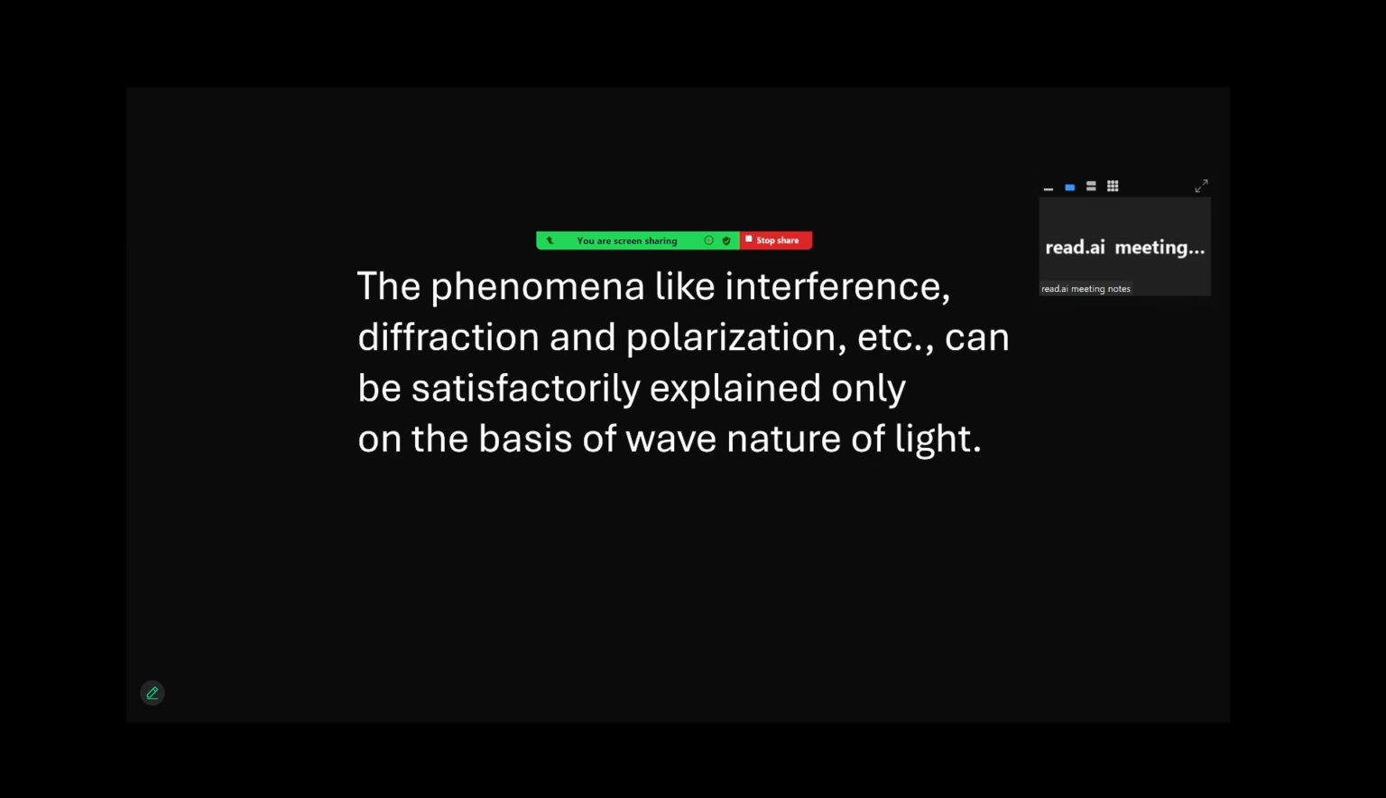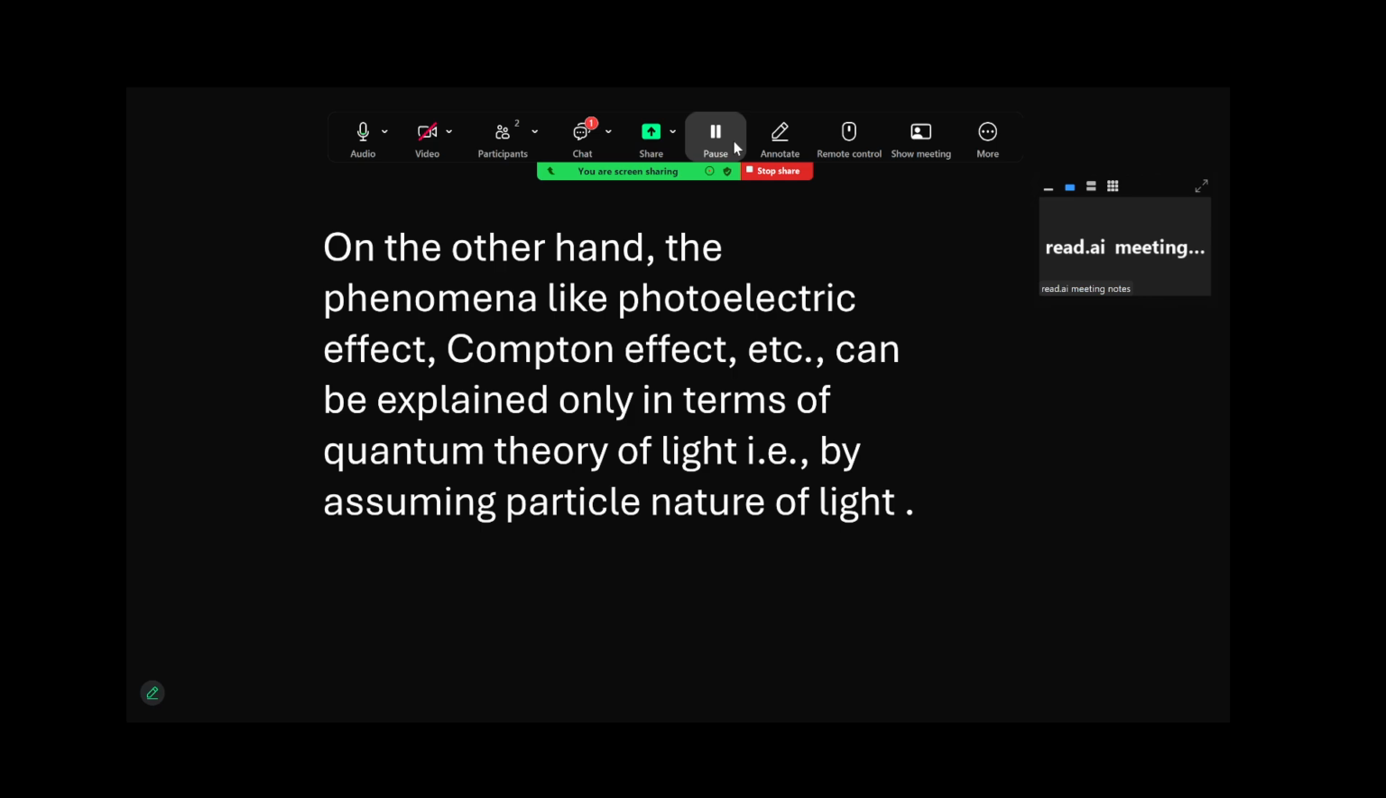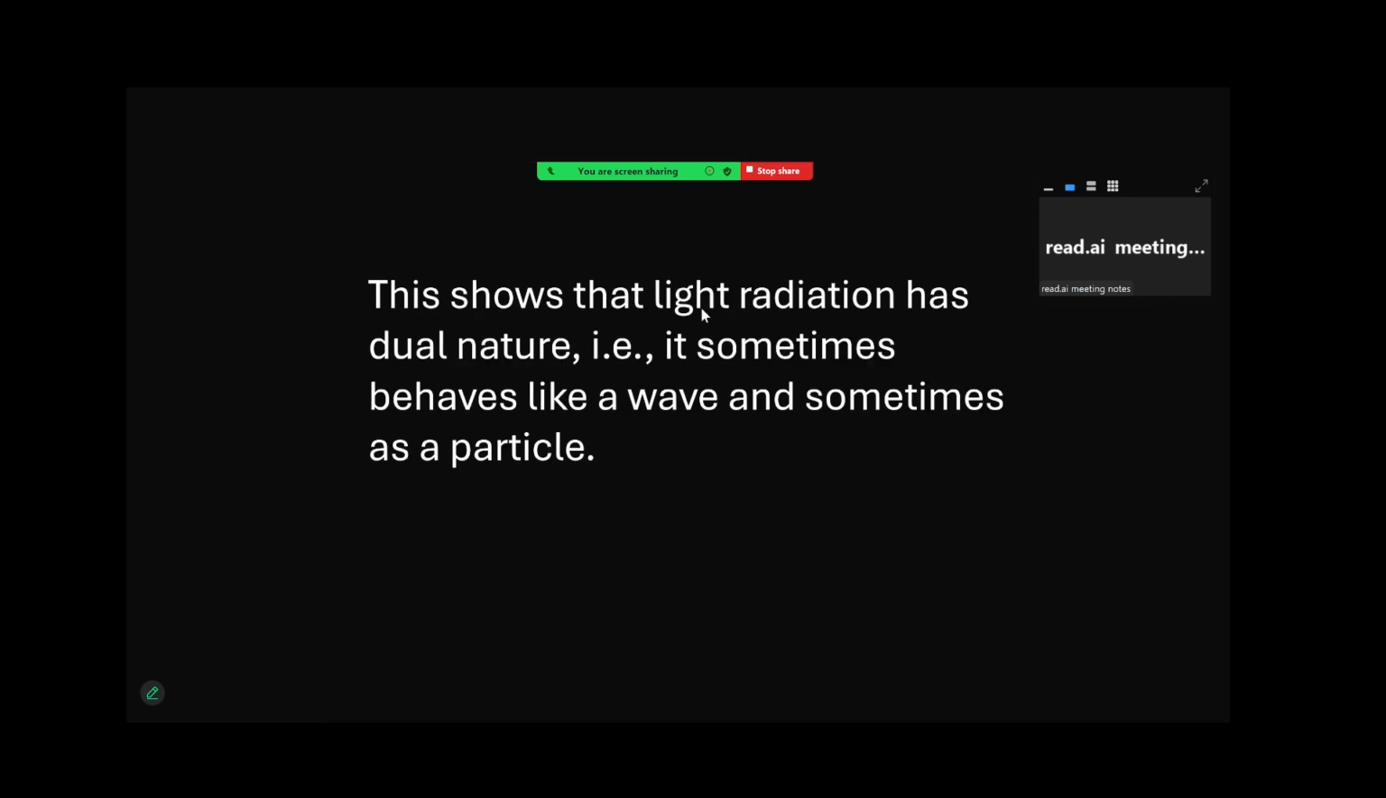So the phenomena like interference, diffraction and polarization etc. can be satisfactorily explained only on the basis of wave theory of light. On the other hand, the phenomena of photoelectric effect, Compton effect etc. can be explained only in terms of quantum theory of light, or rather by assuming that light is made up of particles or photons, or particle nature of light. This shows that light radiation has dual nature. It sometimes behaves like a wave and sometimes as a particle.